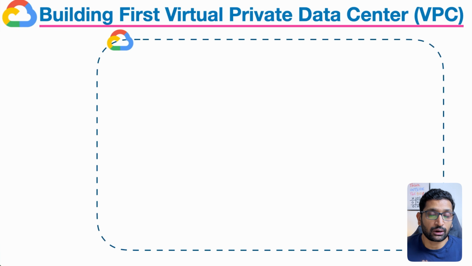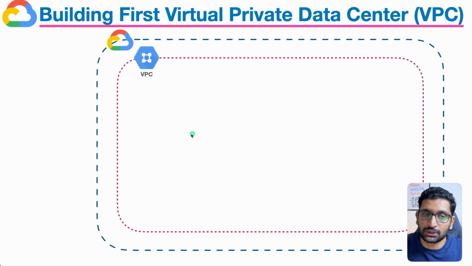Let's wipe everything out from this implementation diagram and we will start from ground zero, where we don't have anything previously provisioned. Here you can see this box represents our Google Cloud account. Everything we deploy will be within this box, which is the boundary of our Google Cloud account. And the first component which we will be creating inside this Google Cloud account is the VPC.